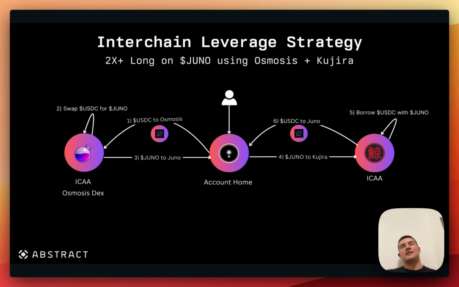Otherwise, another example application could be an interchain leverage strategy. This is using purely Interchain Abstract Accounts. When ICA functionality is available, there are quite a few more advanced applications that you can build. But in here, you can take USDC and lever up on Juno.